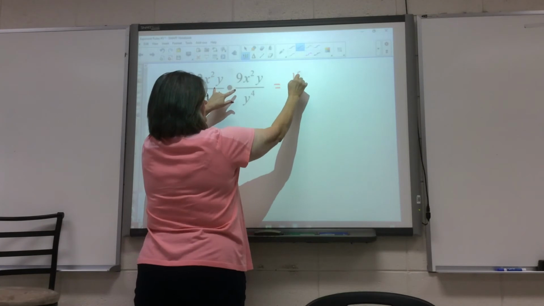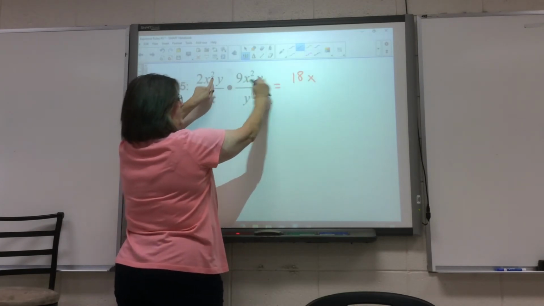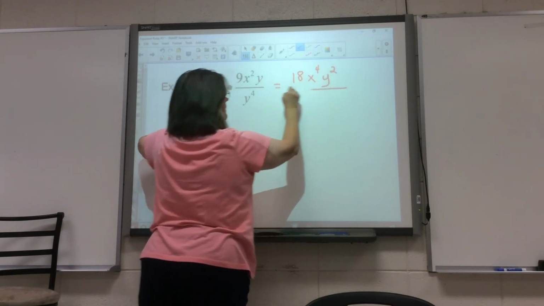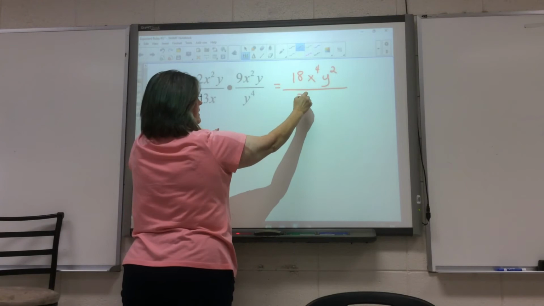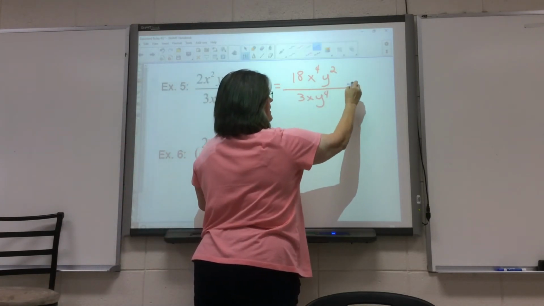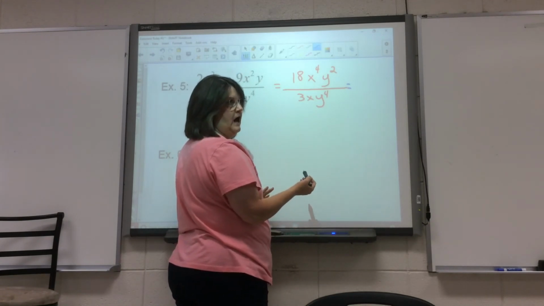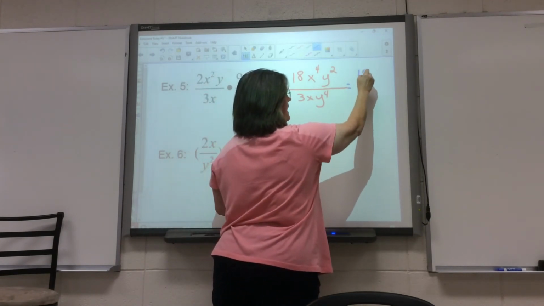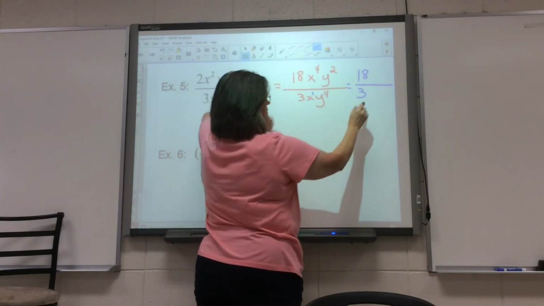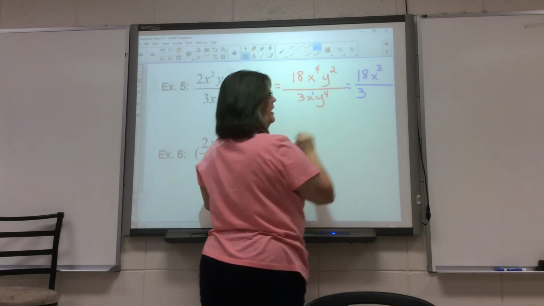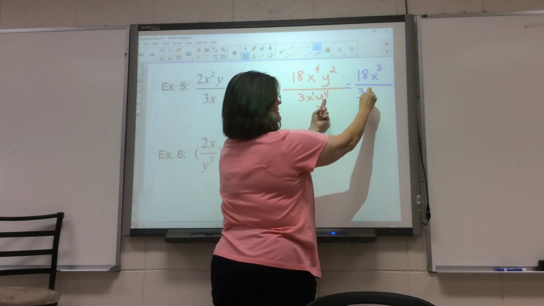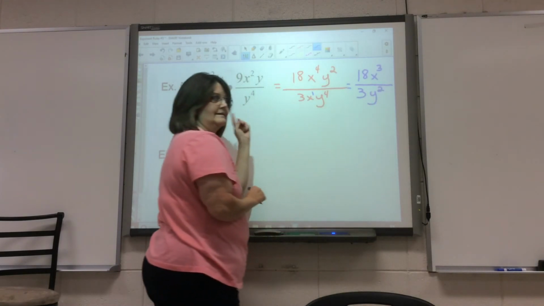So this is 18 x to the 4th power y to the 2nd power over 3 x y to the 4th. And now we subtract. 18 over 3: if it's simplified, you would simplify 18 over 3. It does not simplify, so leave it alone. 4 minus understood 1 is 3, so x to the third stays in the numerator because 4 is in the numerator. 4 minus 2 is 2. 4 is in the denominator here, so you put your leftover y's in the denominator.